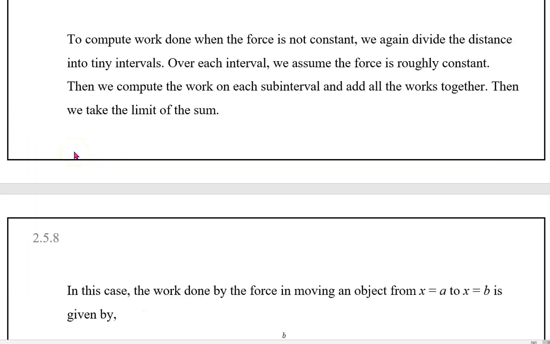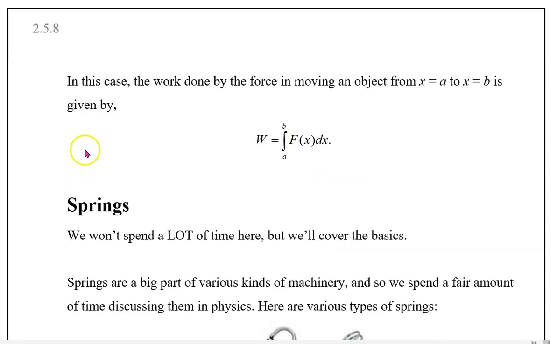Let's look at the formula that we get from doing this. In this case, the work done by the force in moving an object from x equal a to x equal b is given by the definite integral from a to b of f of x dx. This is for a variable force where the force depends upon the position.